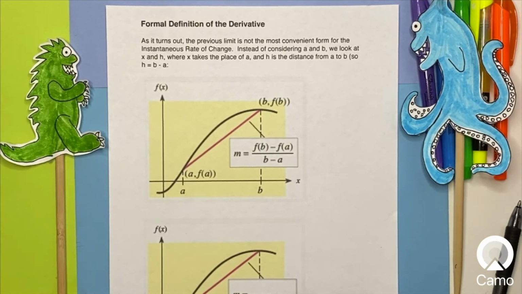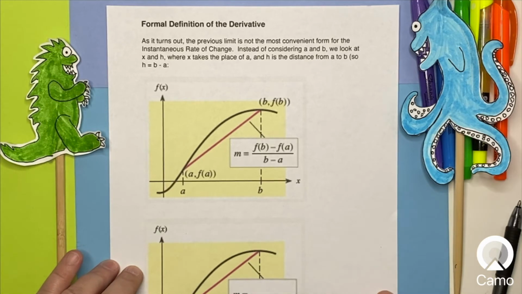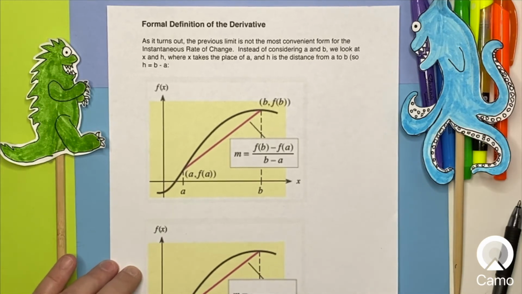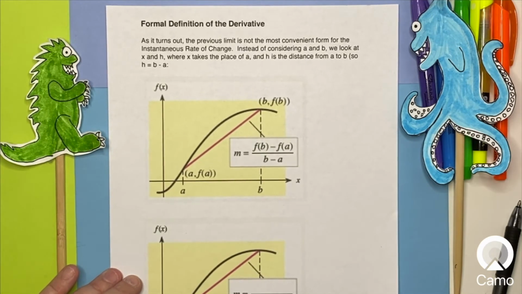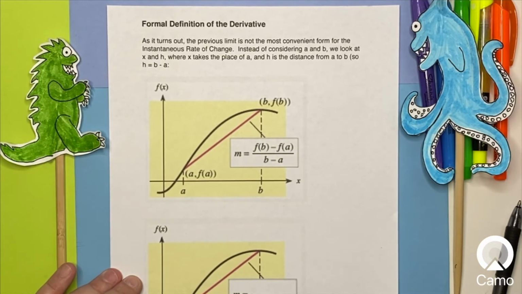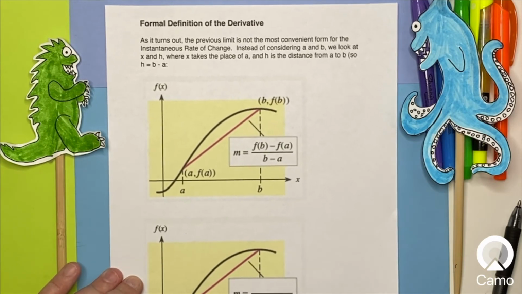So we're going to go into the formal definition of the derivative. As it turns out, the previous limit is not the most convenient form for the instantaneous rate of change. Instead of considering a and b, we look at x and h, where x takes the place of a and h is the distance from a to b. So h equals b minus a.